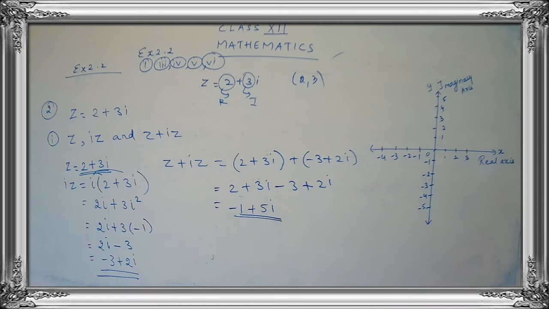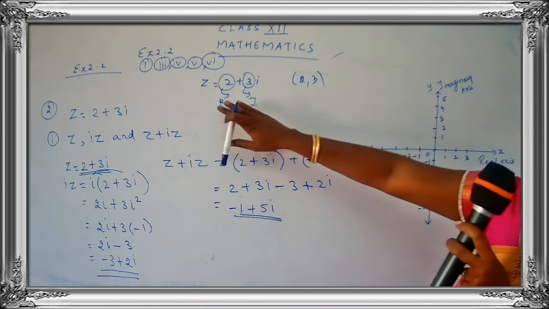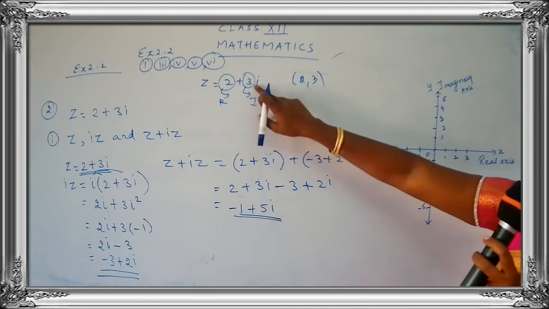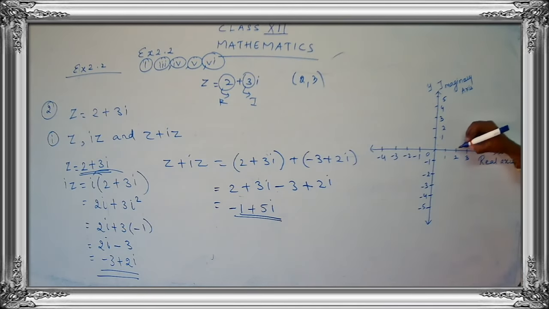So first one is 2, 3. I have told you we have to consider the real part and the imaginary part. The real one is 2, the imaginary one is 3. So 2, 3.